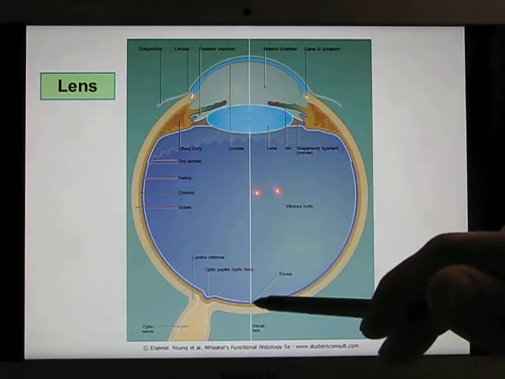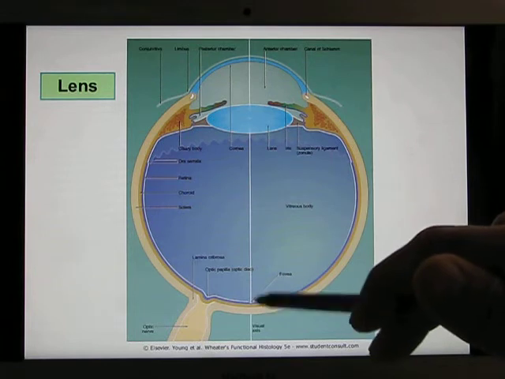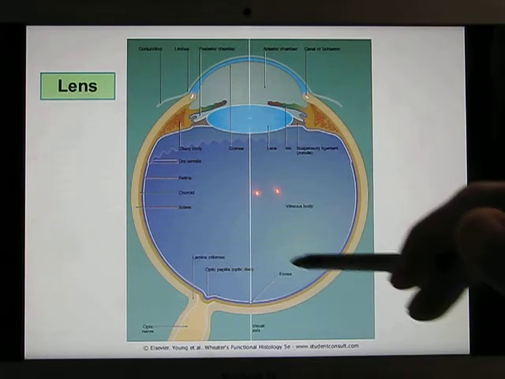So that's the center of the retina called the fovea. That's the area you have the sharp vision.